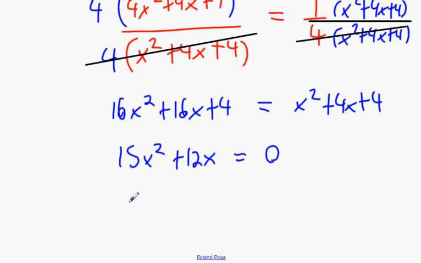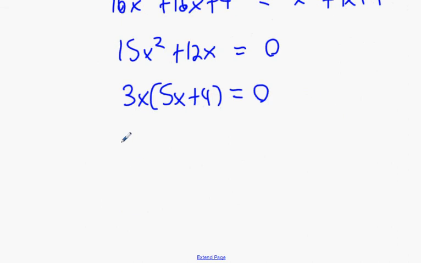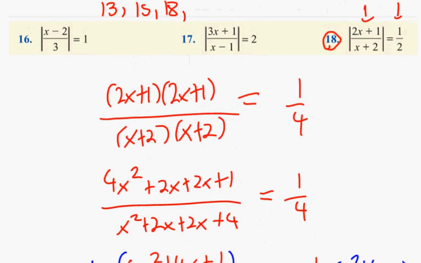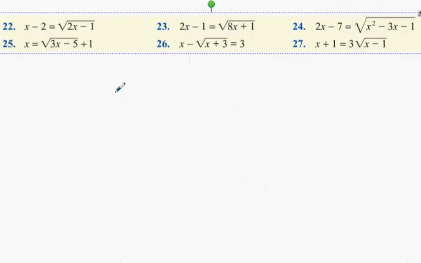Divide by 3x bracket 5x plus 4. 3x equals 0. And x plus 4 equals 0. 5x equals minus 4. Minus 4 over 5. Okay. Now, that brings us on to the next type. The next type of question, I'll do the hardest one.